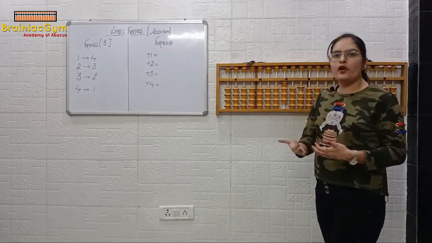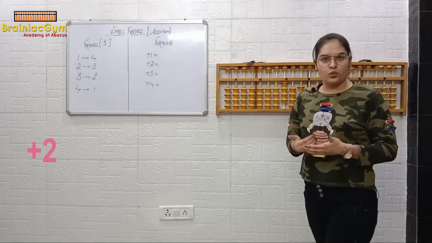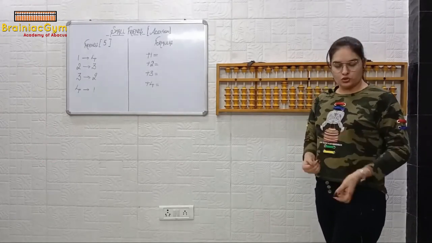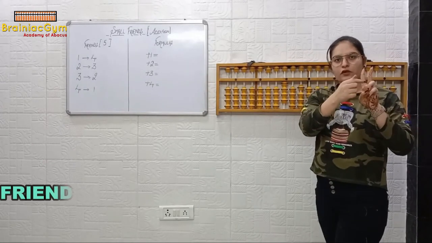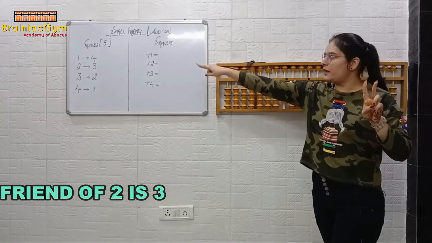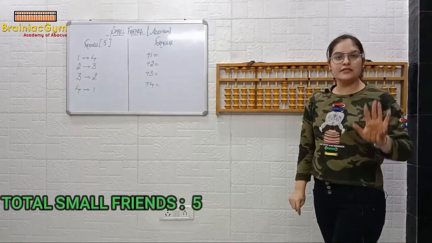Place 4 again on your Abacus. Now we have to do plus 2. What we have to do? Plus 2. So friend of 2? 1, 2, 3. Friend of 2 is 3. You can see there as well. Friend of 2 is 3. And total small friends? 5.